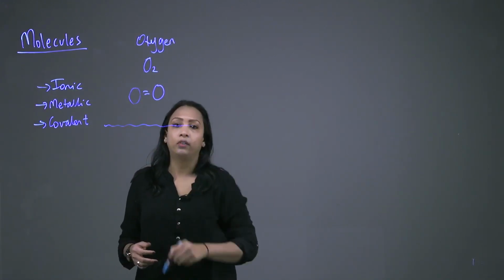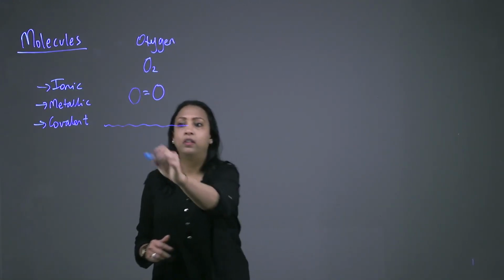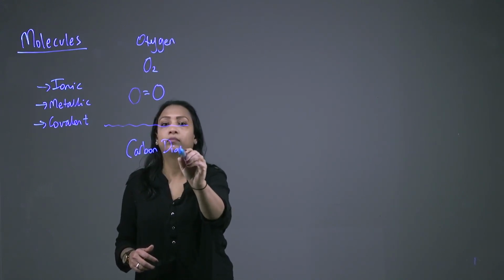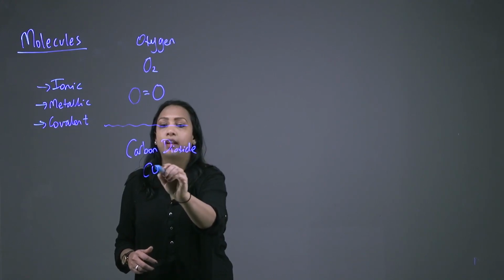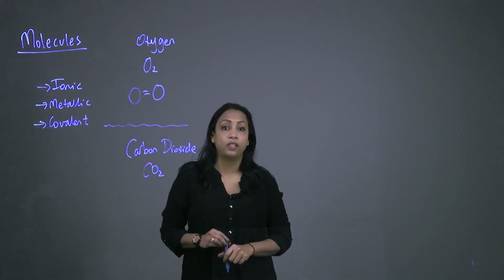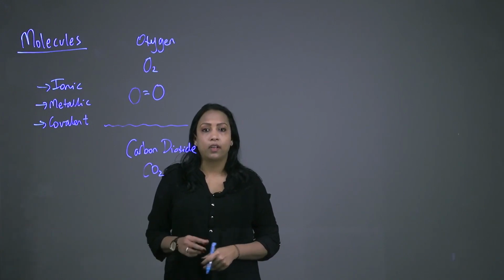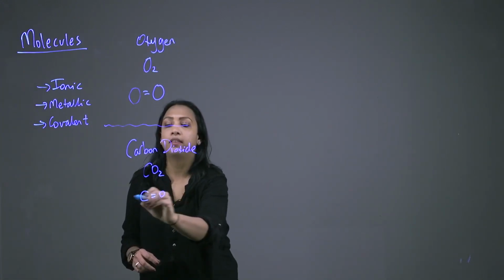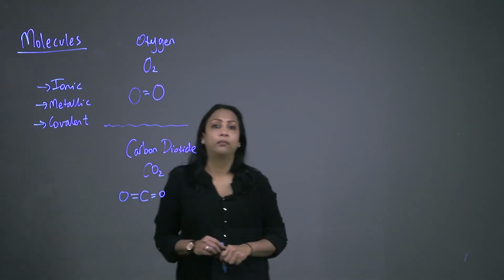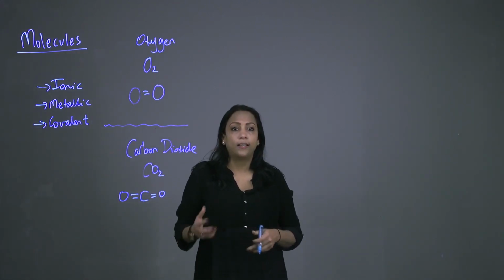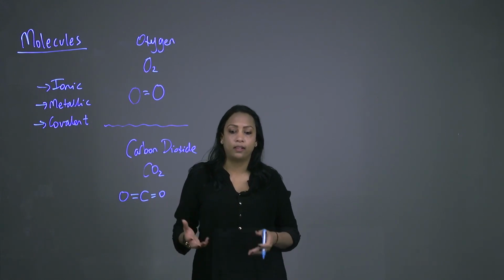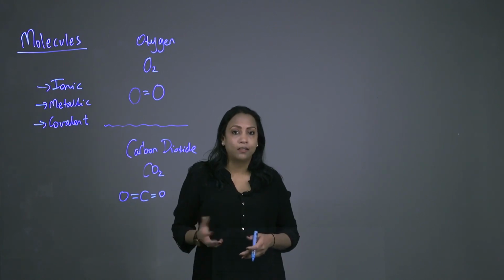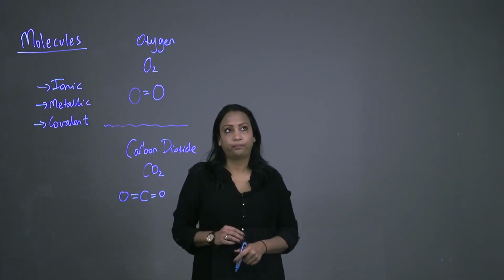Another important molecule that you're going to meet many times is carbon dioxide. So carbon dioxide has a formula of CO2. Carbon dioxide is a triatomic molecule, and it comprises of one carbon atom and two oxygen atoms, again double bonds between the carbons and the oxygens. Carbon dioxide is, of course, a gas at room temperature and pressure.